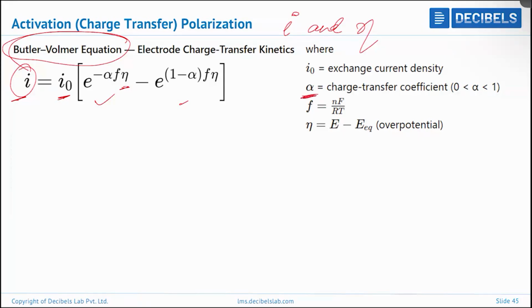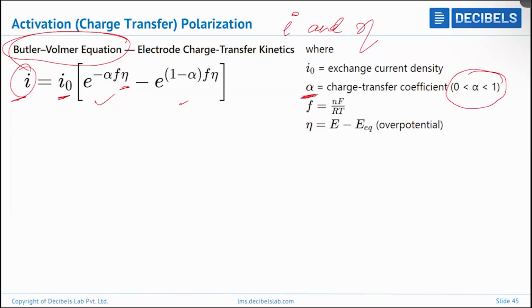Alpha is a transfer coefficient. It should be between 0 and 1. What is the meaning of alpha? That is a symmetry factor. When will it be symmetric, and in which case will it be asymmetric? What happens if it is 0 to 1, or 0 to 0.5, or above 0.5? What does it signify? All those things I have explained in that recording.